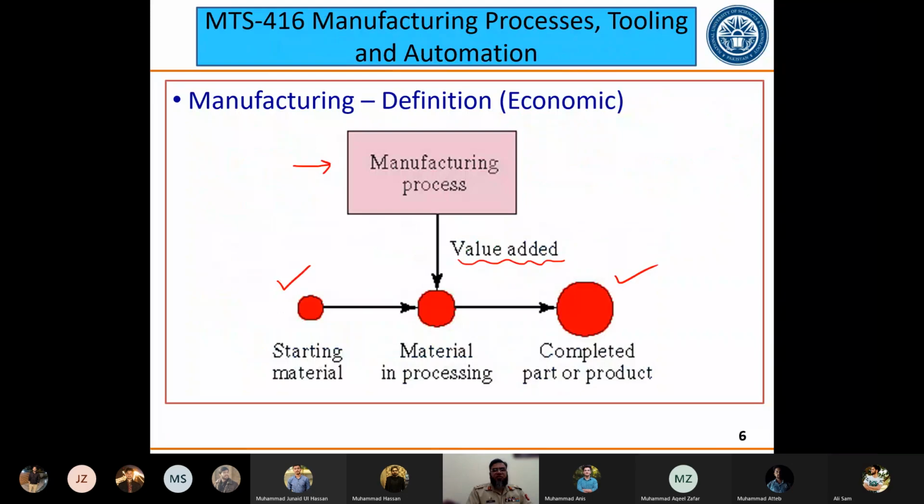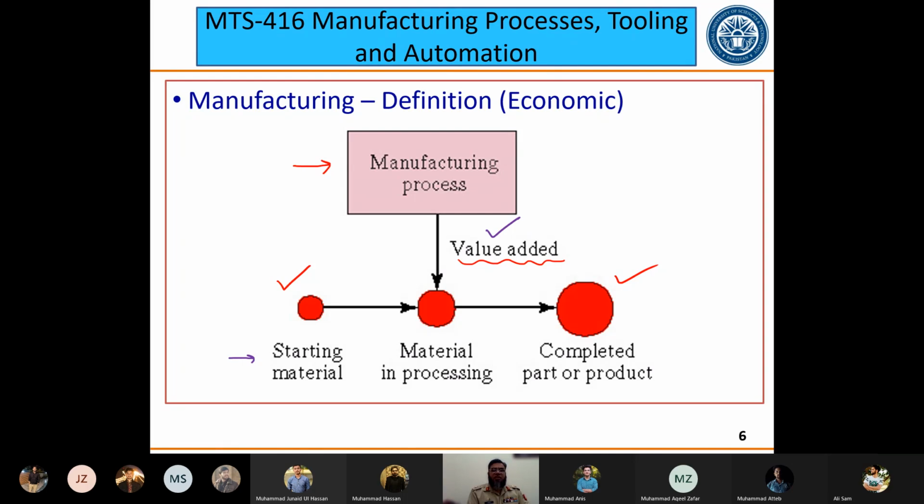So this is the economic definition, and in this slide you can see the pictorial view of the economic definition of manufacturing. The starting material comes in, some processing is carried out, and these processes add value to the product, and the completed product goes out. So in fact, this is the transformation of raw materials into a final product.